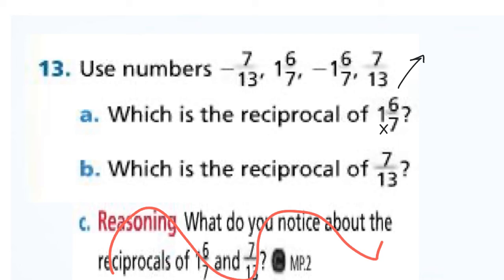7 times 1 is 7 plus 6. I get 13/7. And if it asks what is the reciprocal of 13/7, then our answer would be to just flip it, which would be 7/13. For question B, what would be the reciprocal of 7/13? We would just flip it, and it would be 13/7.